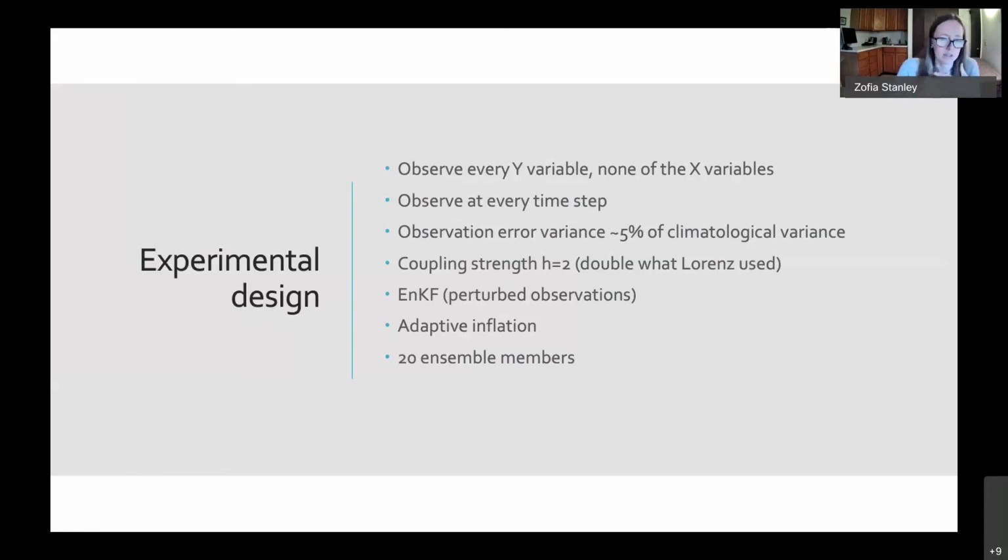Our data assimilation scheme is EnKF with perturbed observations. We're using adaptive inflation, and finally we're using 20 ensemble members, which is a relatively small ensemble size, and that's intentional because we want to really see the impact of localization, and so we want to accentuate the spurious correlations, and we do that by keeping the ensemble size pretty small.